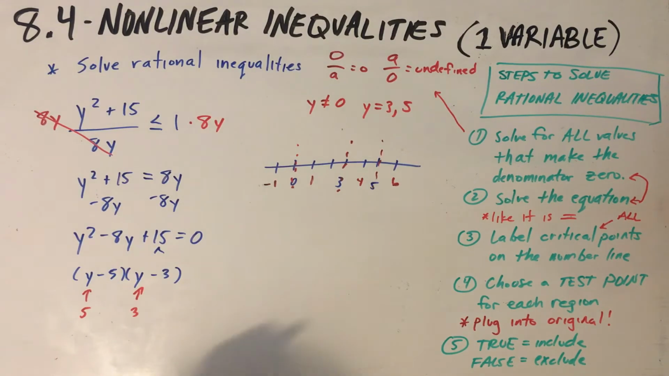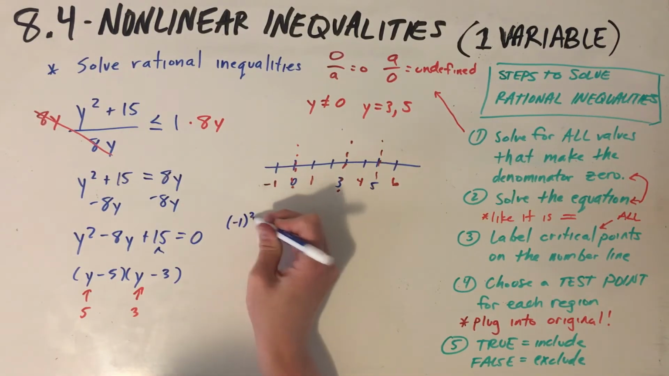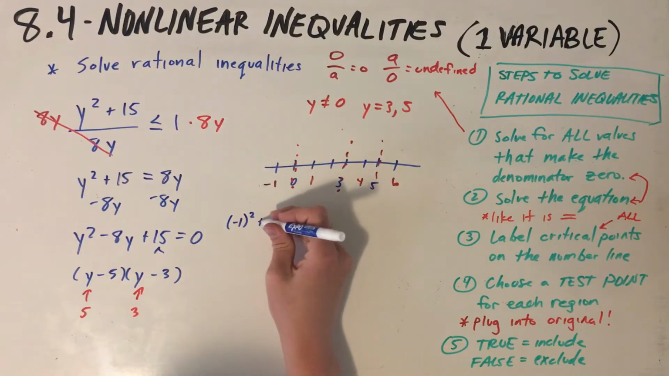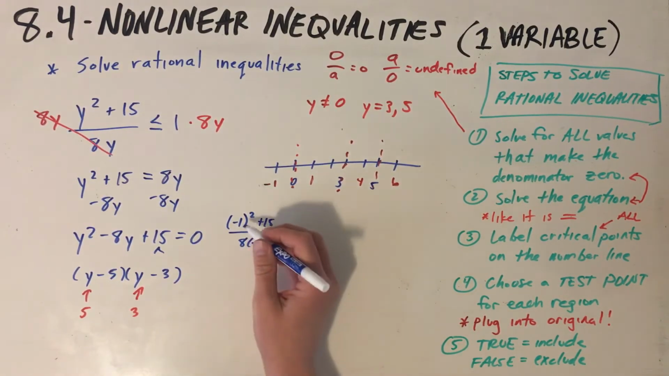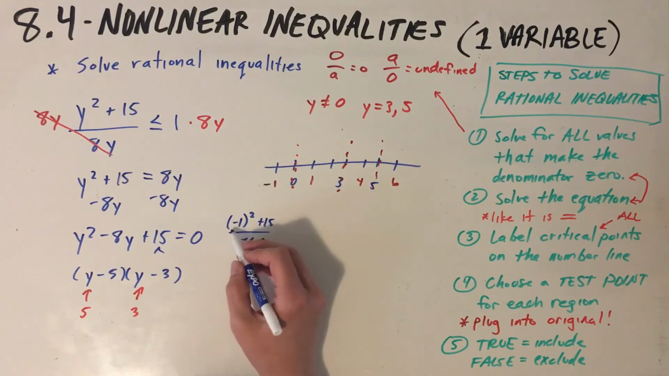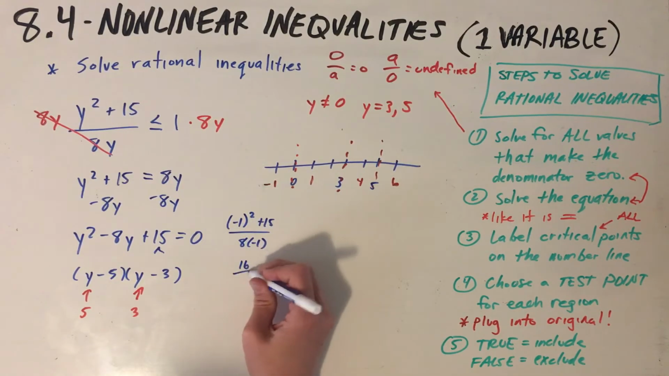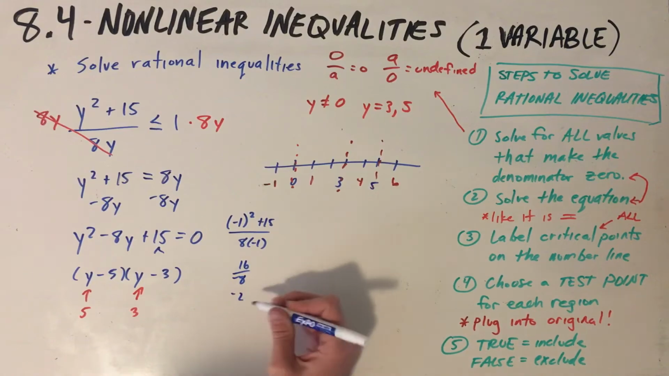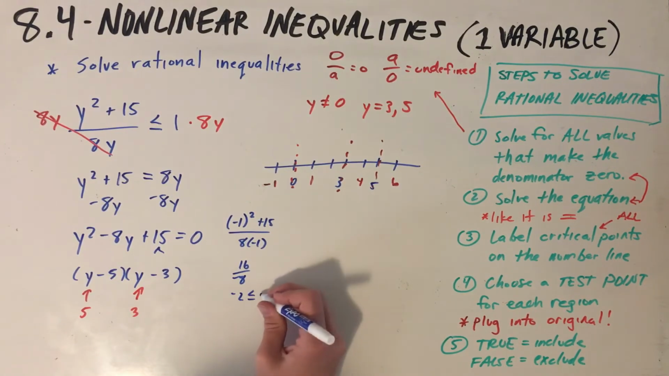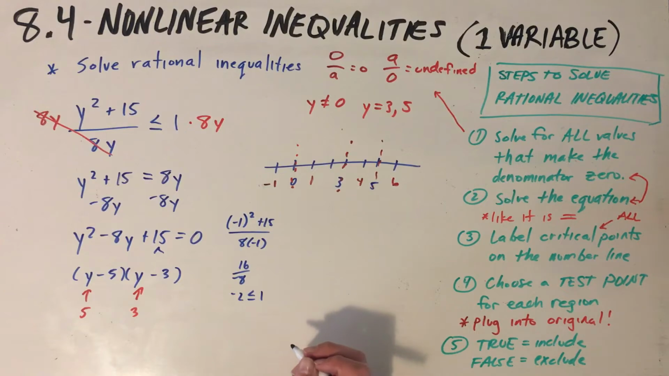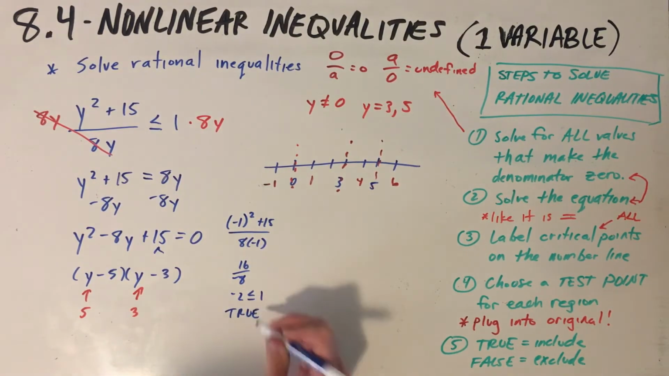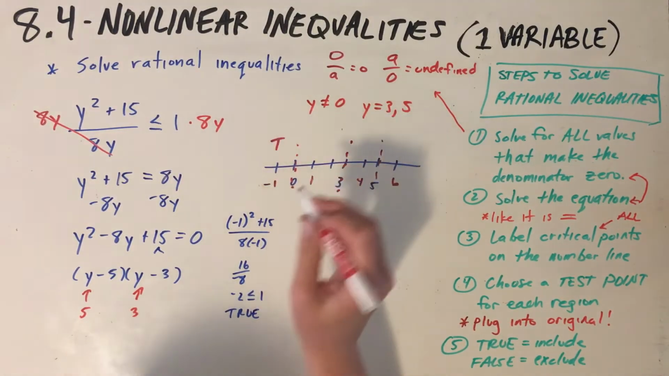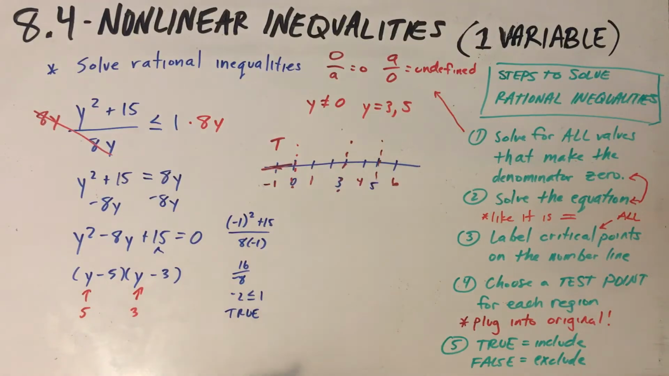So when I go ahead and plug those in, I'm going to get -1 squared right here, plus 15, all over 8 times negative 1. Negative 1 squared is 1, plus 15 is 16, over negative 8. That is going to be a negative 2. Negative 2 is less than or equal to 1. This is a true statement. So we know that negative 1 is true. So values in this region are part of the solution.